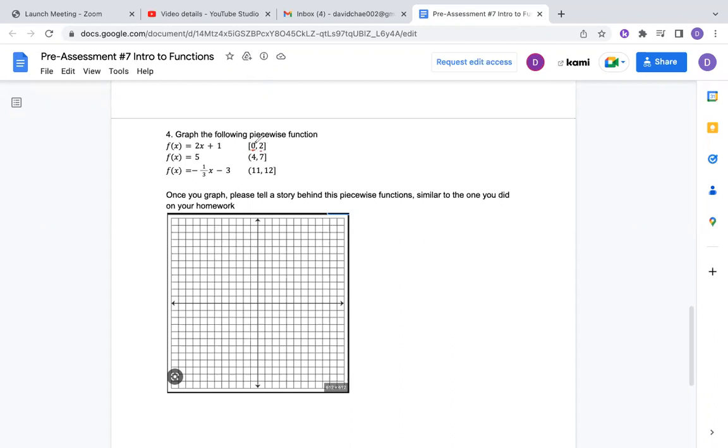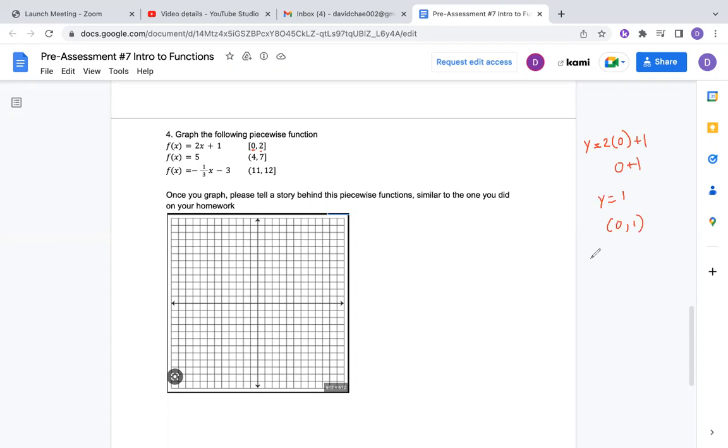So what I would do is plug in 0 for the x, solve for and get a y value, plug in the 2 for the x and get a y value, and then plot those points. Okay, so we have y equals 2 times 0 plus 1. 2 times 0 is 0, 0 plus 1 is just 1. So y is equal to 1. So when x is 0, y is 1.